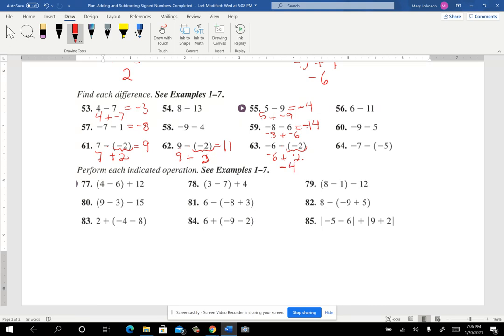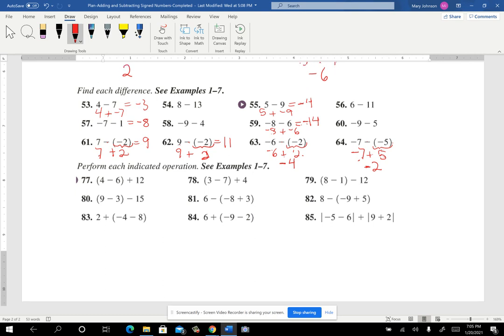Okay? Let's try one more. So keep, change to addition if you want, take the opposite, and then think money. In the hole 7, but then I have $5 I can use to pay off what I owe, but I'll still owe $2 more. Okay? And then 77 through 85 is just a matter of you following order of operations.